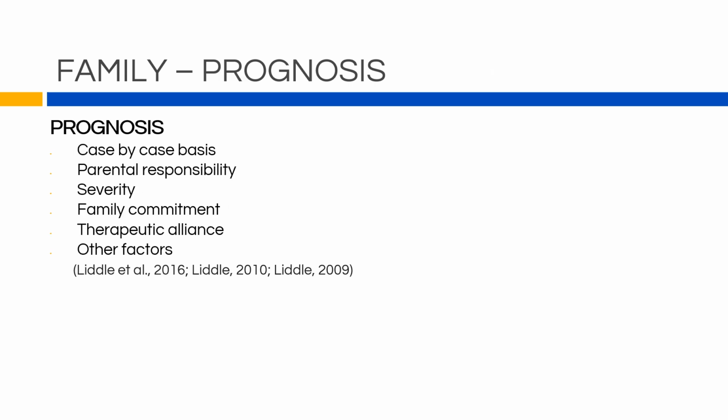So for prognosis, I think prognosis is determined on a case-by-case basis. It's difficult to determine because there are so many moving parts with this type of therapy. I do believe parental responsibility is a large determinant: the willingness of the parents to work on themselves and their relationship. Severity. How severe are the issues present?